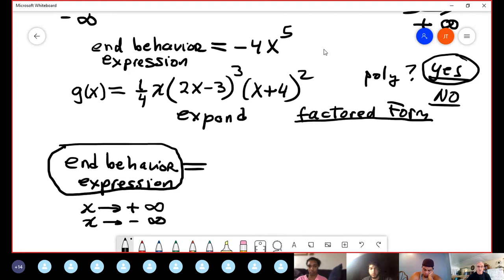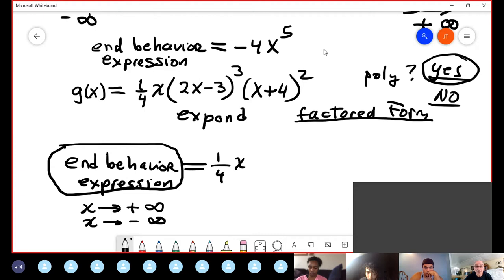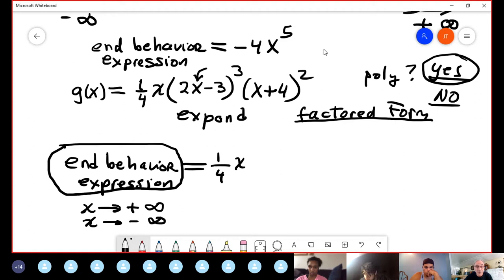Well, I suppose the 1/4 stays, and x stays also, no? But here you're plugging in 2x minus 3 cubed, a huge number. It's obvious that this 3 is completely negligible. Yes or no? Suppose a million. A million times 2 million minus 3 is nothing. So this is completely negligible, and this 4 is completely negligible.